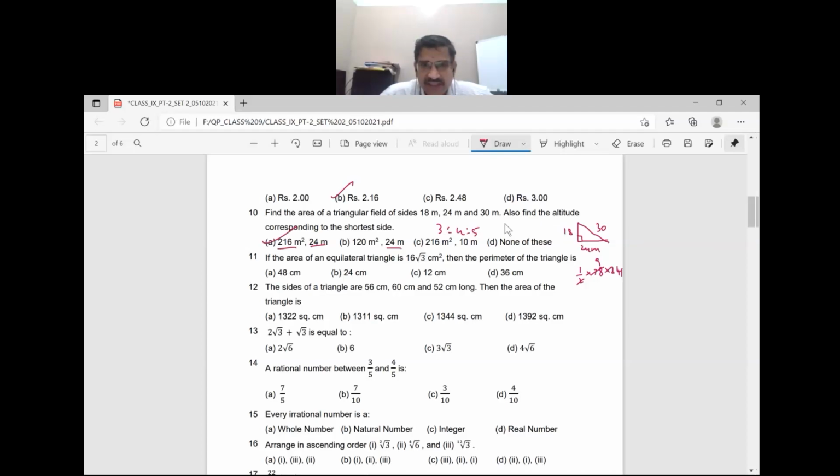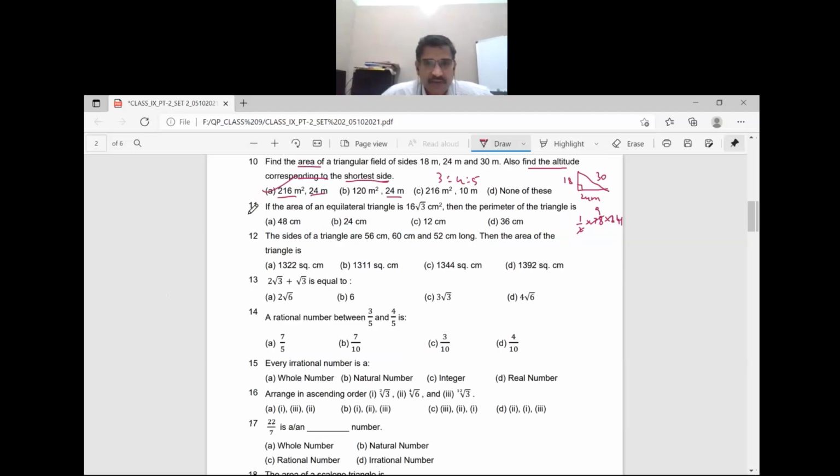They asked us to find the area and altitude corresponding to the shortest side. Shortest side is 18 and its corresponding altitude is 24. So this is how we find the area as well as the altitude.